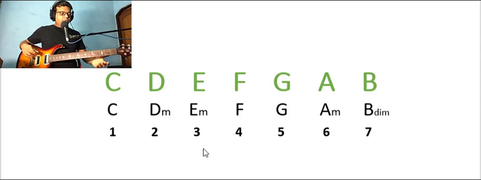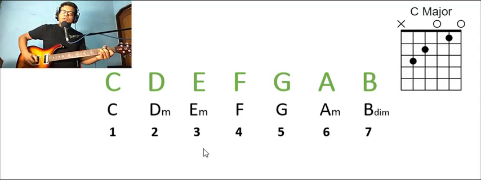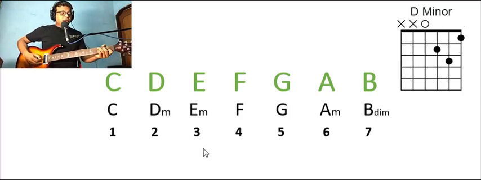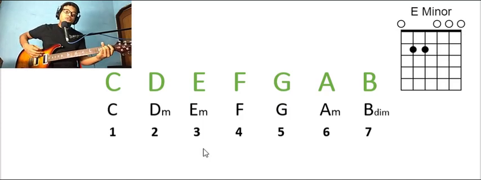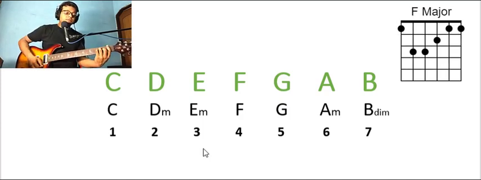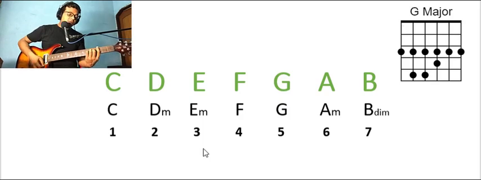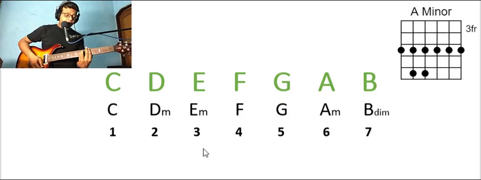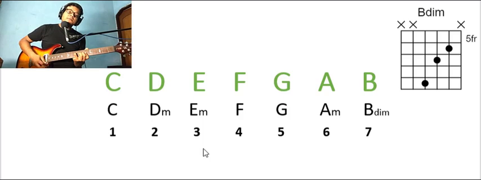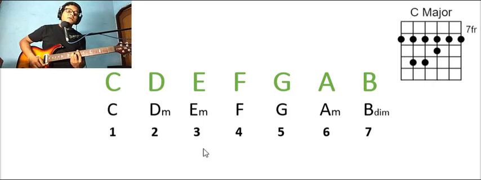So right now I'm going to play C. Now I'm going to play the D minor. Now I'm going to play E minor. Now I'm going to play F major. Now I'm going to play G major. Now I'm going to play A minor, B diminished, and the C major.